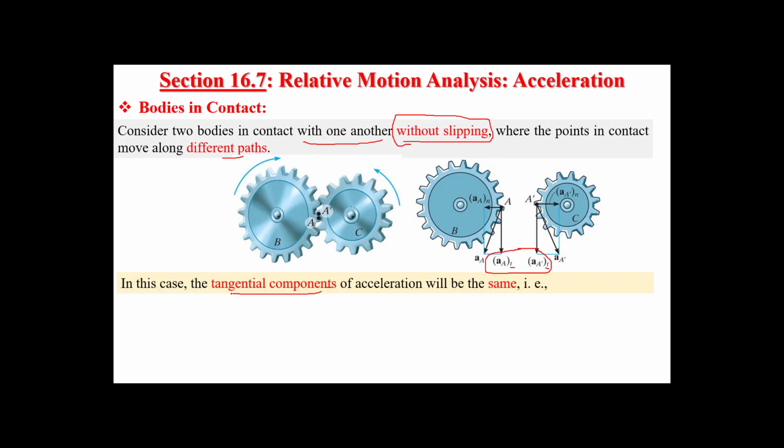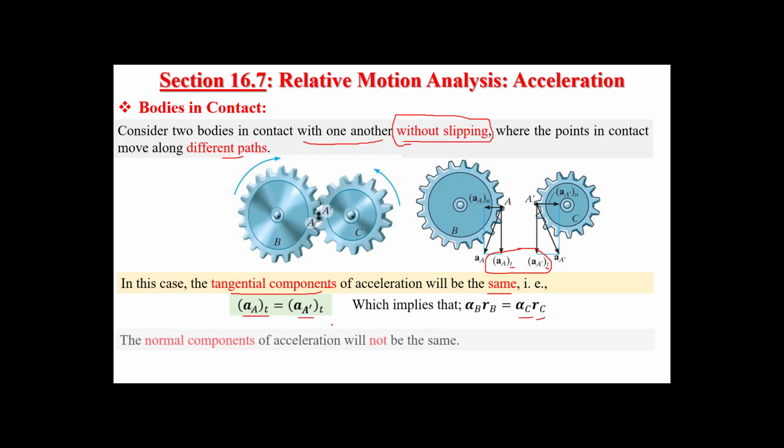Then the tangential component of the acceleration will be the same. So if we have two gears or two bodies in contact, then the tangential acceleration is the same. So the tangential acceleration of gear B at point A must equal the tangential acceleration at gear C, which implies that we can substitute alpha cross product R, both of them vectors. So alpha B cross product RB must equal RC cross product alpha C.